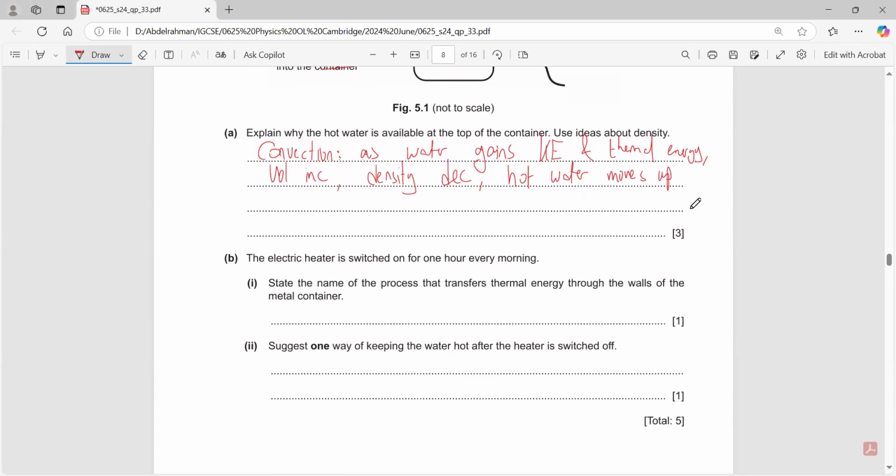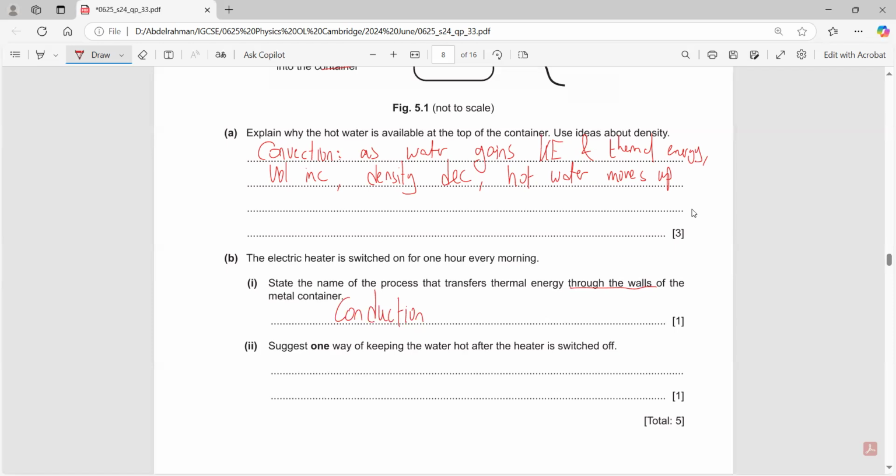The electric heater is switched on for 1 hour every morning. State the name of the process that transfers thermal energy through the walls. Through the walls, definitely conduction. Through the walls is not radiation, it's conduction.